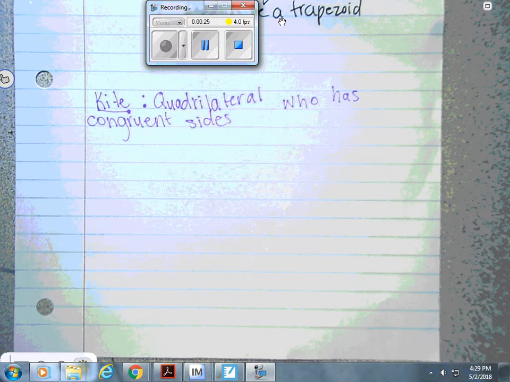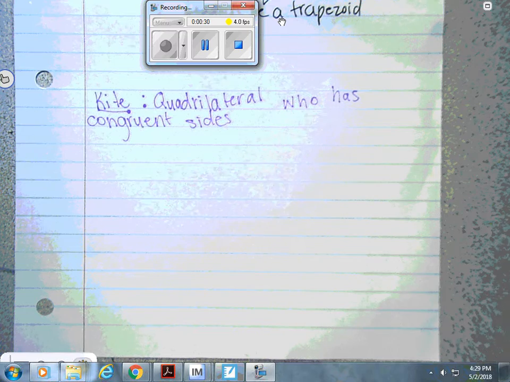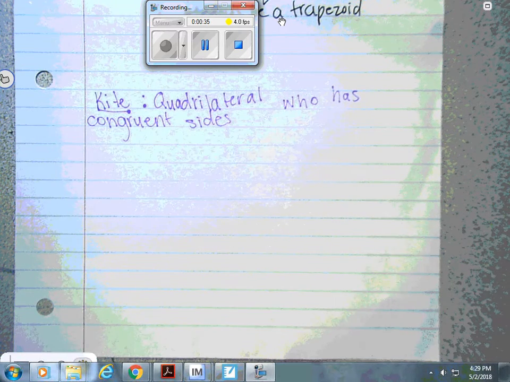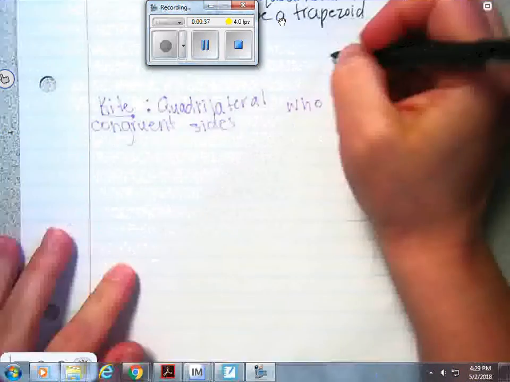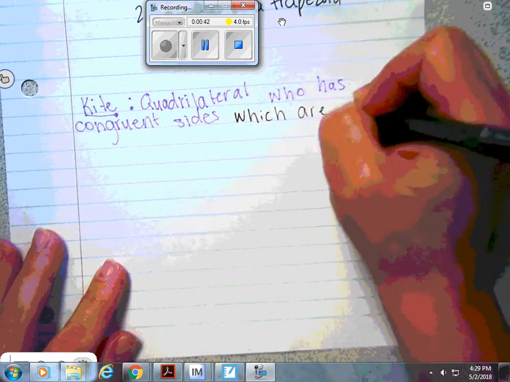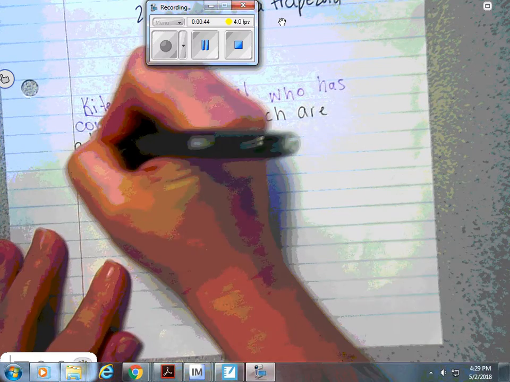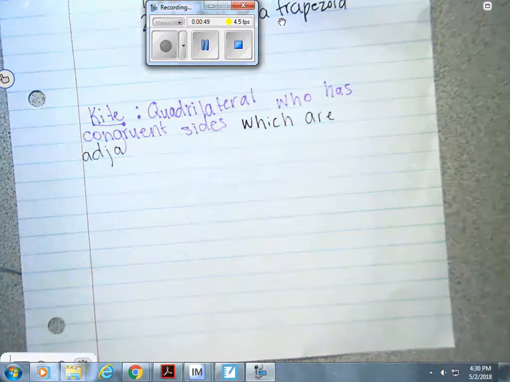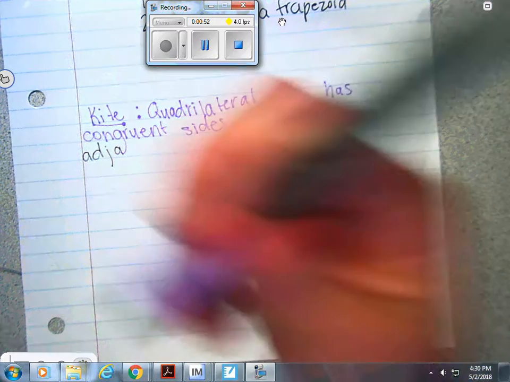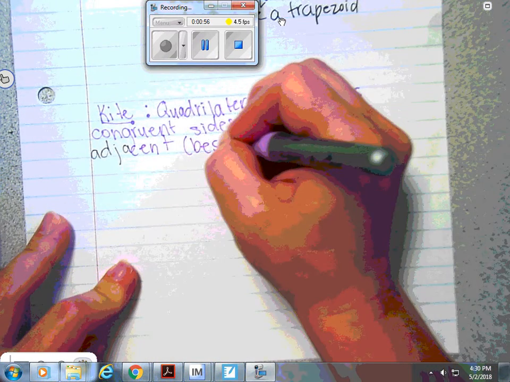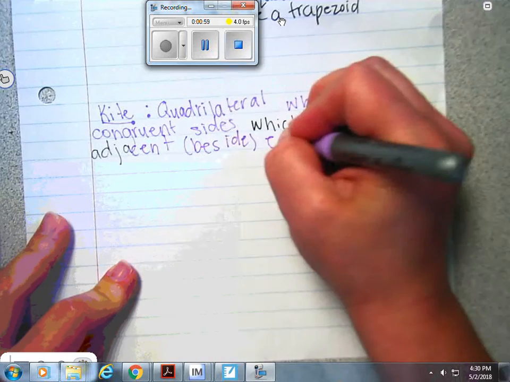And the definition of a kite is a quadrilateral who has congruent sides which are adjacent to each other. And that means beside. Sorry, I'm going to switch pens here. Adjacent or beside each other.